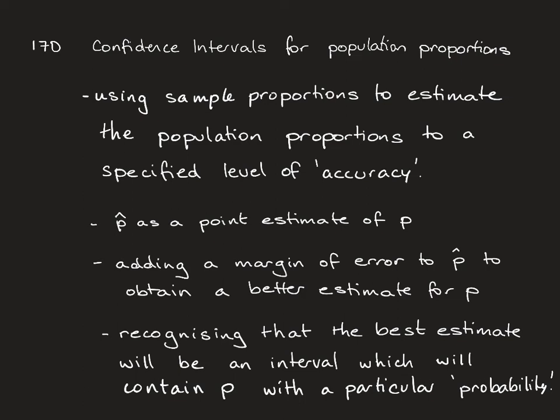In this video, we're going to look at confidence intervals for population proportions. So we know that we use sample proportions to estimate what the population proportion is. But when we do that, we want to know how accurate is it? And so we need some way of measuring the level of accuracy of our estimate.